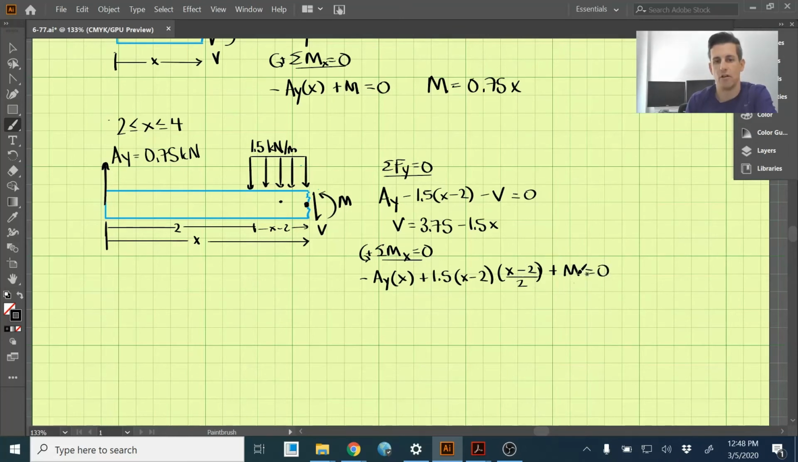And now we can solve for M and multiply these things out. If we do that, we come out with the moment equal to negative 0.75x squared plus 3.75x minus 3. So kind of a messy equation there.